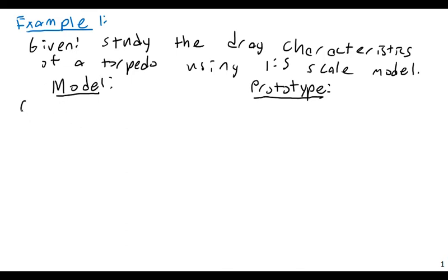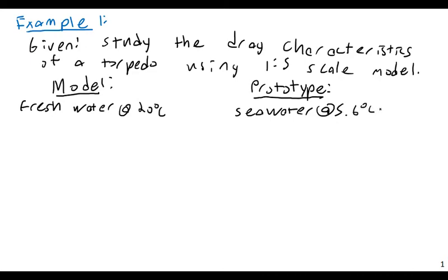The model will be using fresh water at 20 degrees Celsius. So our wave tank, or whatever it might be, will have fresh water at 20 degrees Celsius, and our prototype, the real torpedo, would have seawater at 5.6 degrees Celsius. And then we'll have the two different viscosities of the water. This will be important. Let us say that this should be Vm.